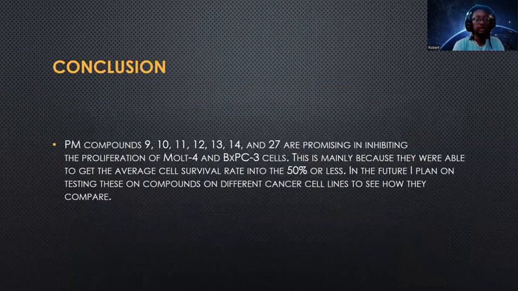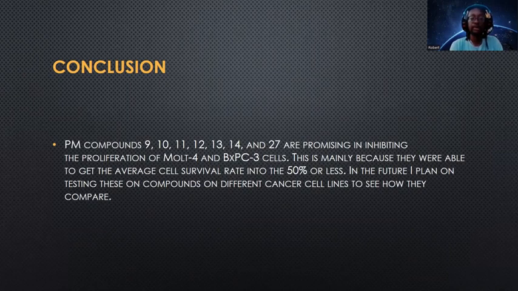And in conclusion, PM compounds 9, 10, 11, 12, 13, 14, and 27 are promising in inhibiting proliferation of MOLT4 and BXPC3 cells. This is mainly because they're able to get the average cell survival rate down to 50% or less. In the future, I plan on testing these compounds on different cancer cell lines to see how well they compare.